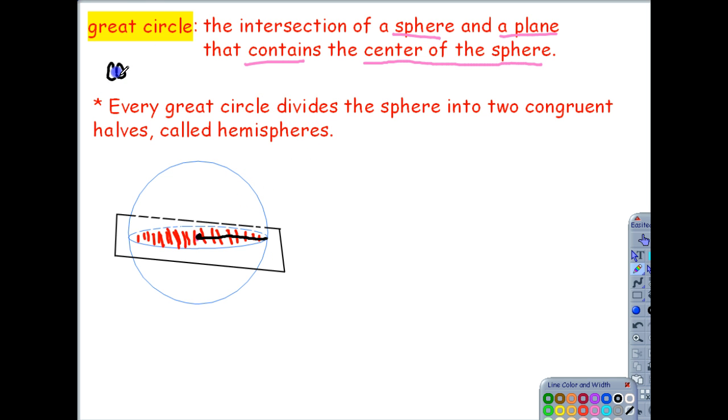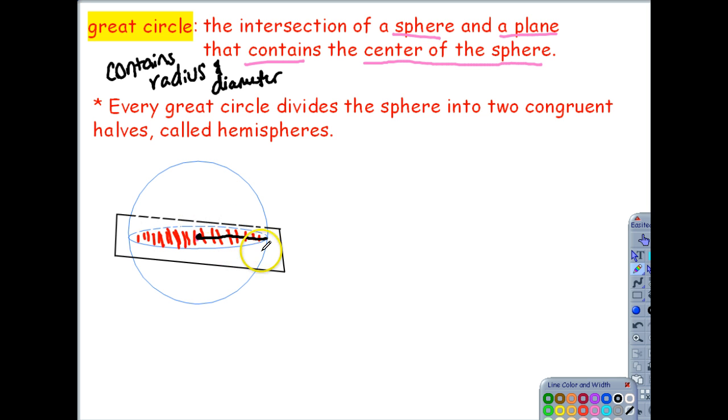Instead of just saying contain the center, it's going to contain the radius too. And I'm thinking of other things that go through the center, diameter too. So it's going to contain the radius and the diameter. Perfect. So the radius and the diameter of the great circle are the same as the radius and the diameter of the sphere. Okay, that makes sense.